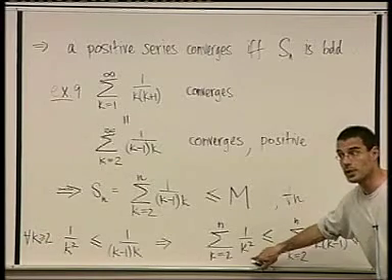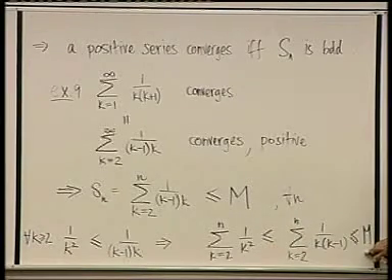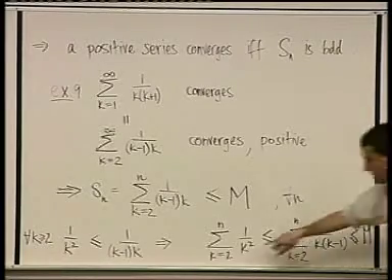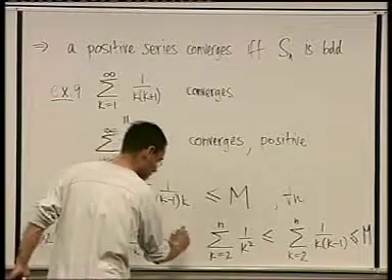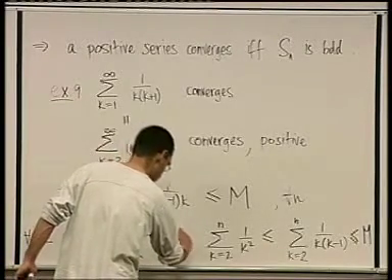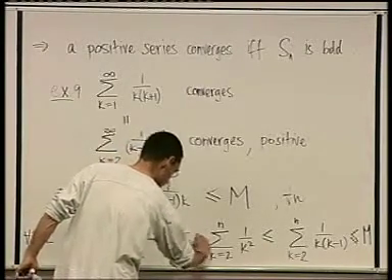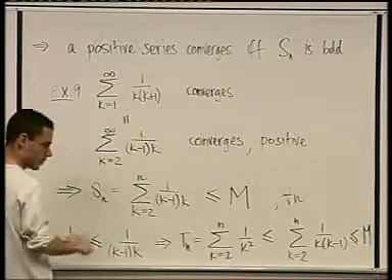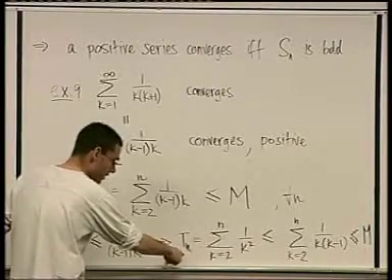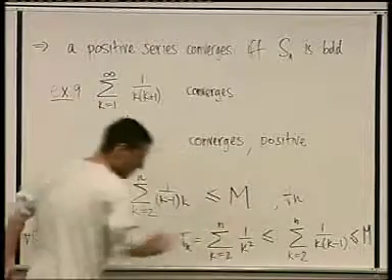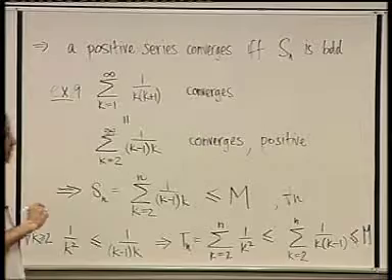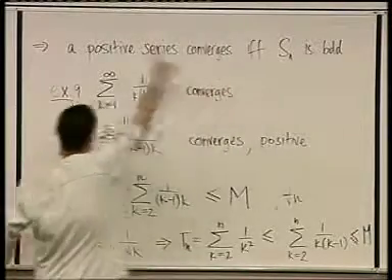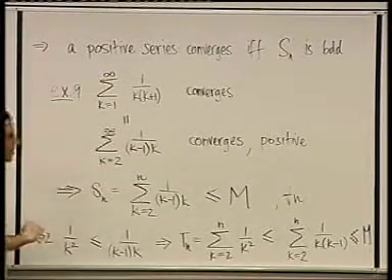1 over k squared is bounded. But if this thing, we can't call it Sn because we call this Sn, so let's call it Tn. So it's the sequence of partial sums for the series 1 over k squared, and it's bounded. But if it's bounded, the series converges.